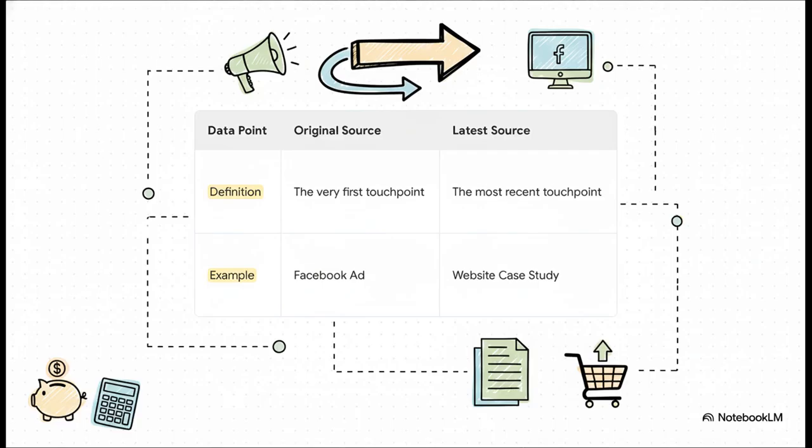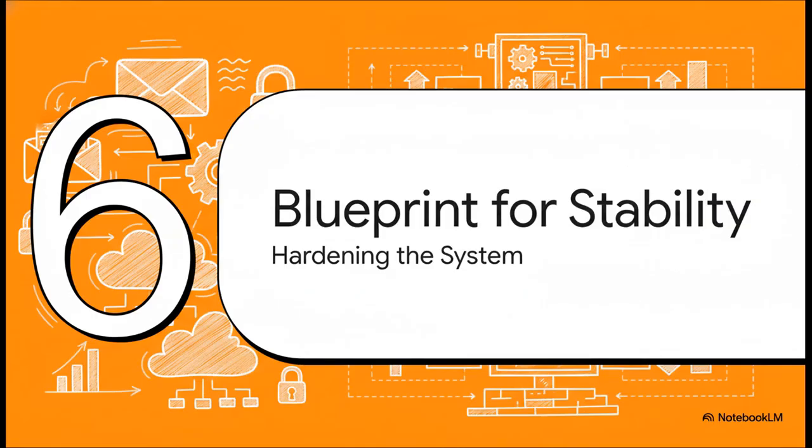The original source tells you what first brought them into your world, in this case, the Facebook ad. That's key for figuring out your acquisition cost. The latest source, on the other hand, tells you what triggered their final conversion, that website case study. You need both pieces of that puzzle to really understand what acquires new customers versus what finally convinces them to buy.